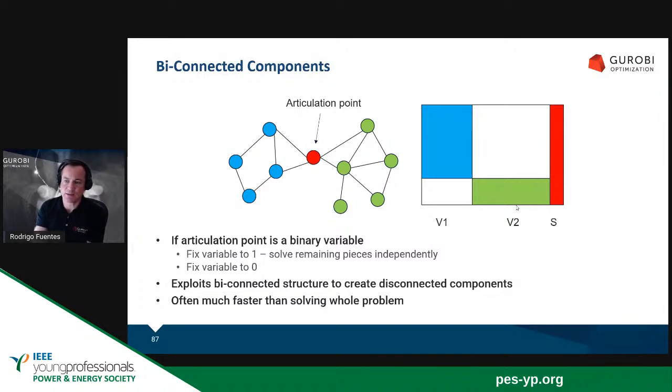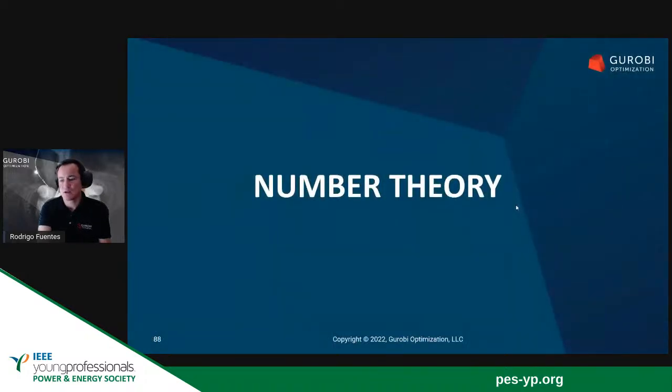By fixing the variable to those values, we're essentially disconnecting the two graphs, the blue and green areas. Or we could do branching on that variable. Remember that we can branch on that variable if it's a 0-1 variable. We can do a branch for the variable equal to 0, another branch for the variable equal to 1, and then we have partitioned the problem. Okay, this is much faster than solving the whole problem if we do this partitioning by the articulation points. That's one thing that we have benefited from graph theory.